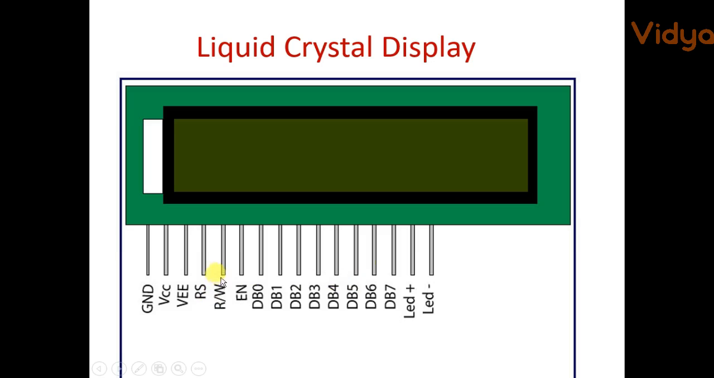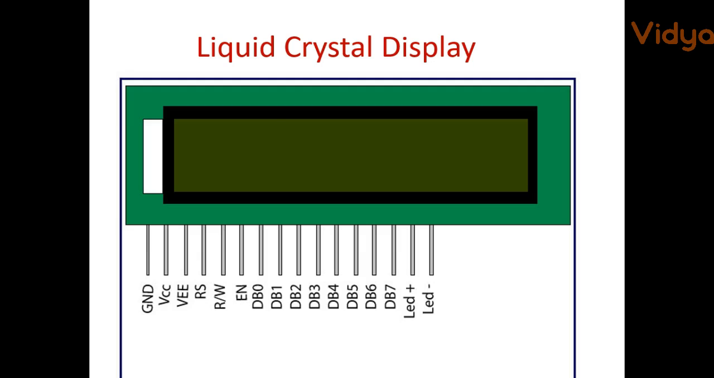The R/W bar pin needs to be connected always to ground, because ground means writing onto the LCD and VCC means reading. We usually never read from the LCD, so it can be connected to ground, or if it is given to the microcontroller, then we need to make that pin go permanently low.